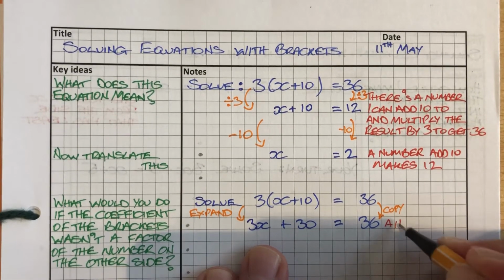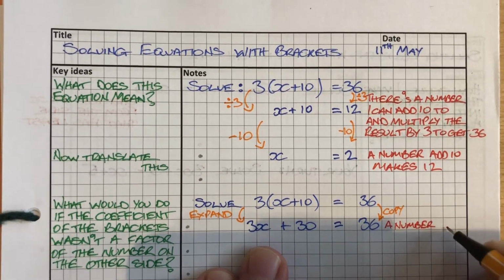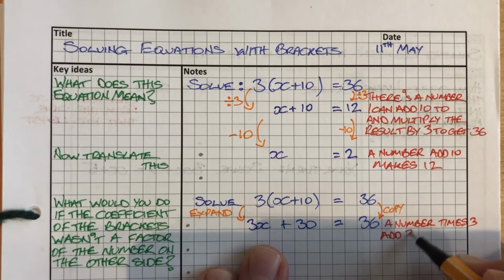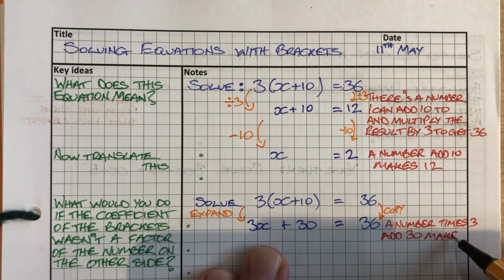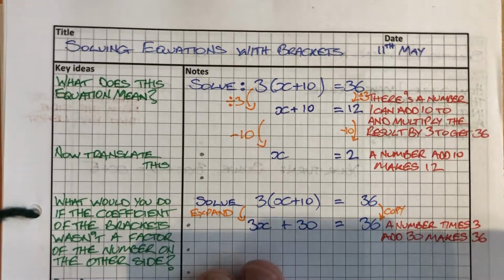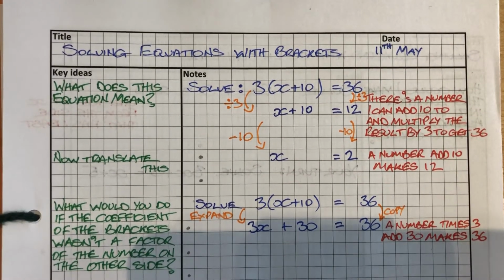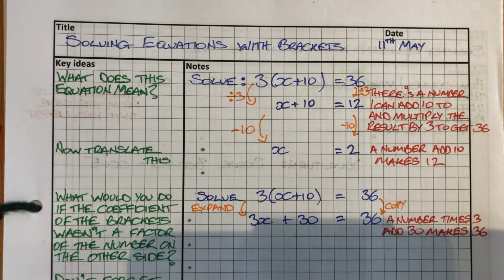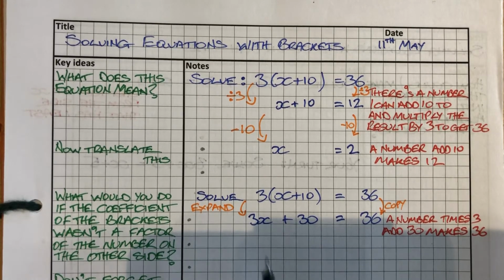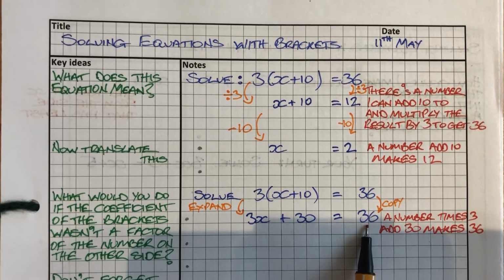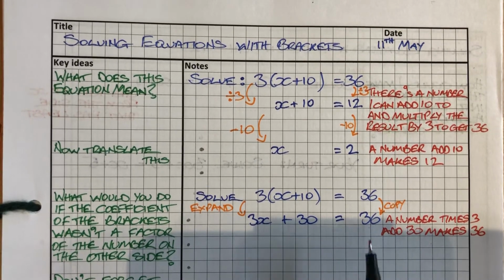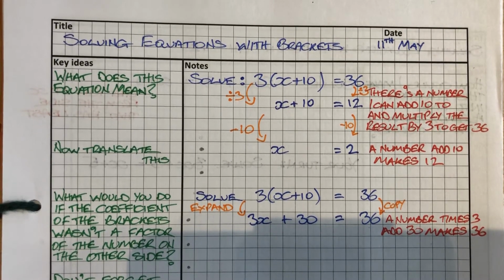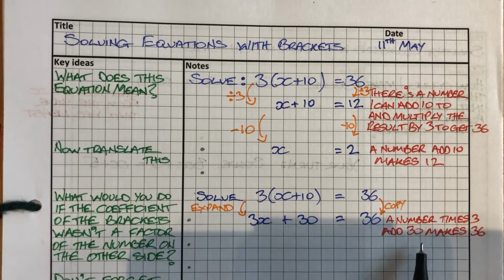It says a number times 3 and add 30 makes 36. All right, you don't need to write down what the translation is, but you should be making the translation in your head. Right? You should make sure you understand what this says, because when you do, you can see what to do next. Two things have happened to create this, times by 3 and then add 30. So when we go backwards, the first thing we get rid of is the add 30.